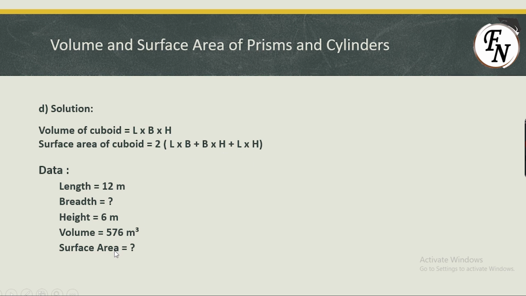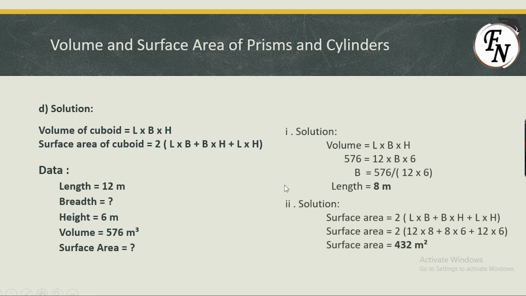So I have done it here again, that volume is length into breadth into height. Volume I have substituted, then breadth is missing, so it is B. Then 12 and 6 are multiplied and they are divided there. So breadth is 8 meters. Now as the readings are in meters, here it is meter cube, so this would be in meters as well. And then all the length, breadth, and height are substituted in this formula of surface area, again BODMAS, and then multiplied by 2 to obtain 432 meters square.